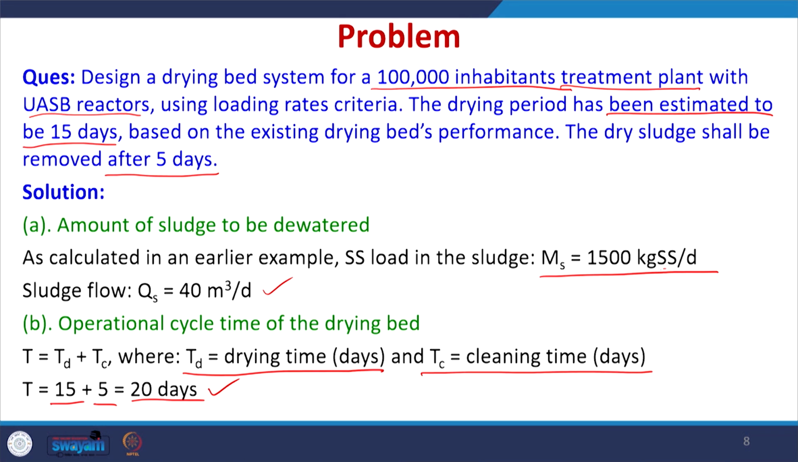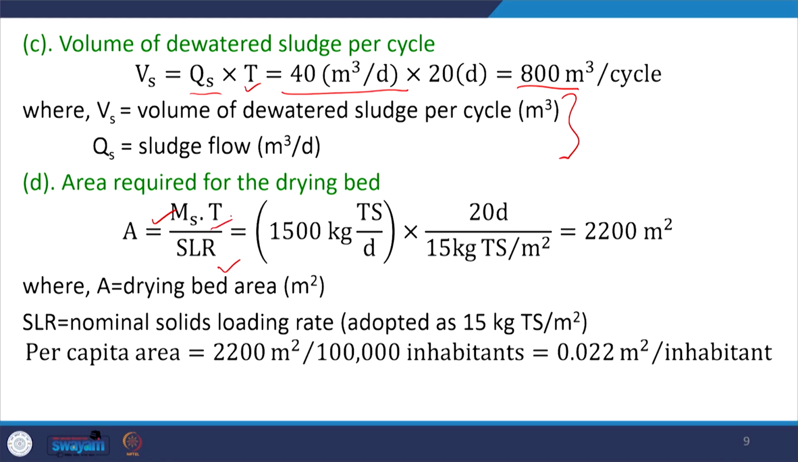So, we have already calculated this to be 1500 kg SS per day, which is the suspended solid load in the sludge. Now, this when multiplied by the total cycle time, which is already given, so it is 20 days. So, this day will go off, we have kg TS. Now, the SLR is 15 kg TS per meter square. So, if we divide by this, this kg TS also goes off. So, we can solve it and we are getting the answer, 2200 meter square is the drying bed area which is required for this particular condition.